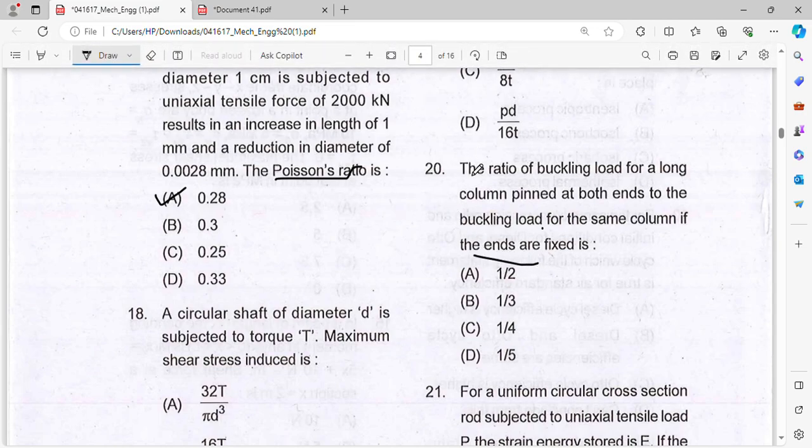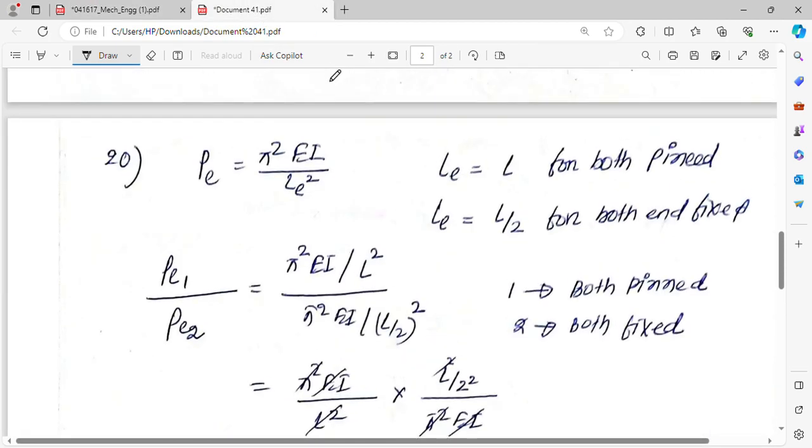So the explanation will be for question number 20. We know the buckling load formula is pi square EI by LE square. E is Young's modulus, I is moment of inertia, LE is the equivalent length. We know for both ends pinned, the equivalent length is simply L, and when both the ends are fixed, the equivalent length is equal to L by 2.